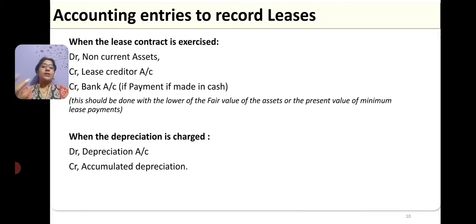Now, what is the value at which the non-current asset has to be debited? Here the non-current assets are debited with the lower of the fair value of the asset or the present value of the minimum lease payments. So whichever is lower, the fair value of the asset that you are getting or the present value of the lease payments that you are going to make, to that amount the non-current asset has to be debited. Then of course, though the asset is on lease, whether operating lease or financial lease, when depreciation is charged, the usual entry applies: you debit the depreciation account and you credit the accumulated depreciation account.